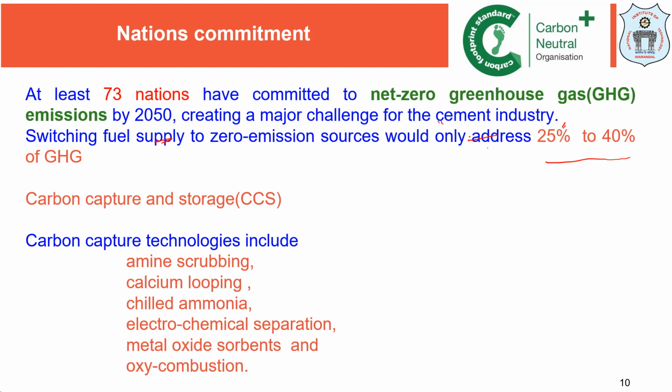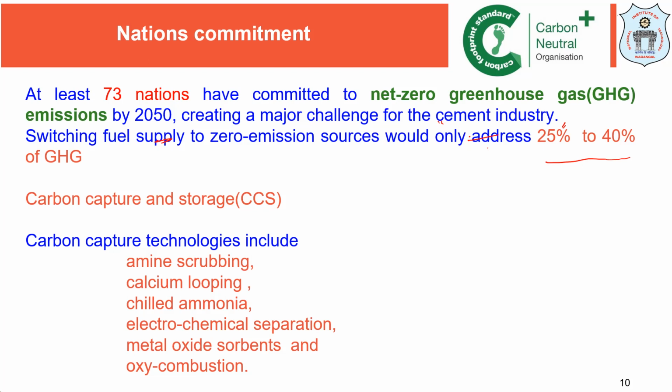Switching the fuel supply to zero emission sources will only address around 25 to 40 percent of the greenhouse gas emissions associated with cement making, since the majority of the CO2 emissions are process based, coming from the limestone feedstock. So if you are changing the technology, it will only reduce up to 25 to 40%.